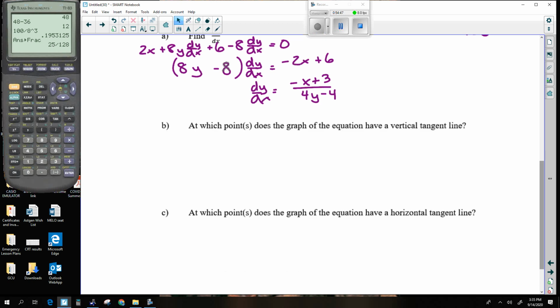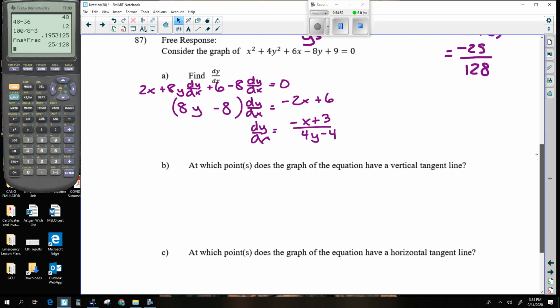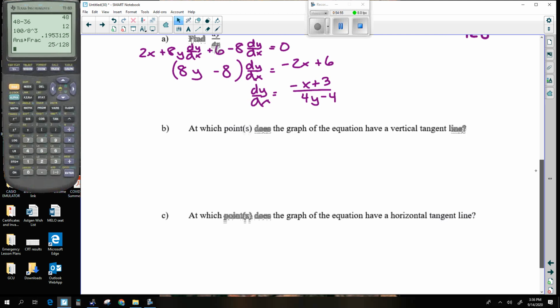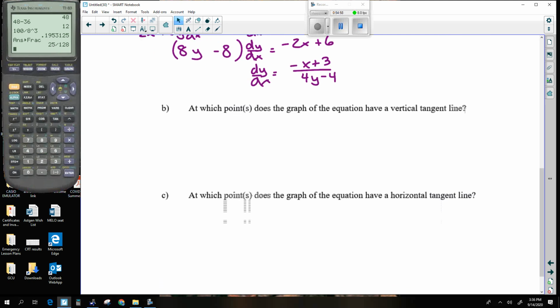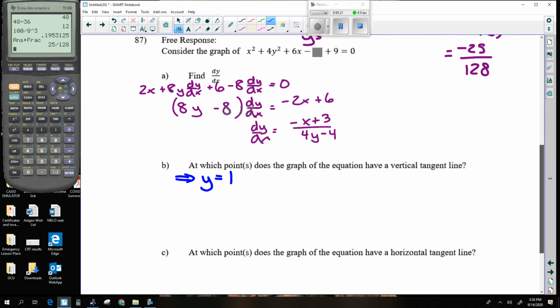Which points of the graph of the equation have a vertical tangent line? So whenever y is equal to 1. Okay, so vertical tangents are where the denominator is equal to 0. So that implies vertical tangents is, in this case, where y is equal to 1. That would make my derivative of my tangent undefined. That's a vertical tangent. And that's whenever y is equal to 1. I'll just leave it like that.